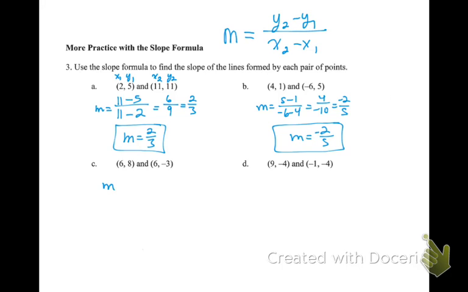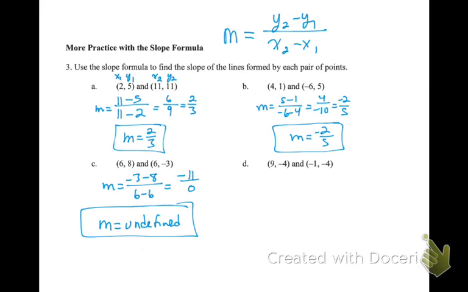For letter C, negative 3 minus 8 over 6 minus 6, which gives me negative 11 over 0. Now here's an interesting thing, because you can never divide by 0. We're going to say there is a slope here, but it's going to be something called undefined. If I were to plot those points, (6, 8) is right here, (6, negative 3) is right there, it's a vertical line. Vertical lines do not have a slope that can be represented by a number, because there is no steepness to it. So any vertical line we're going to call an undefined slope.